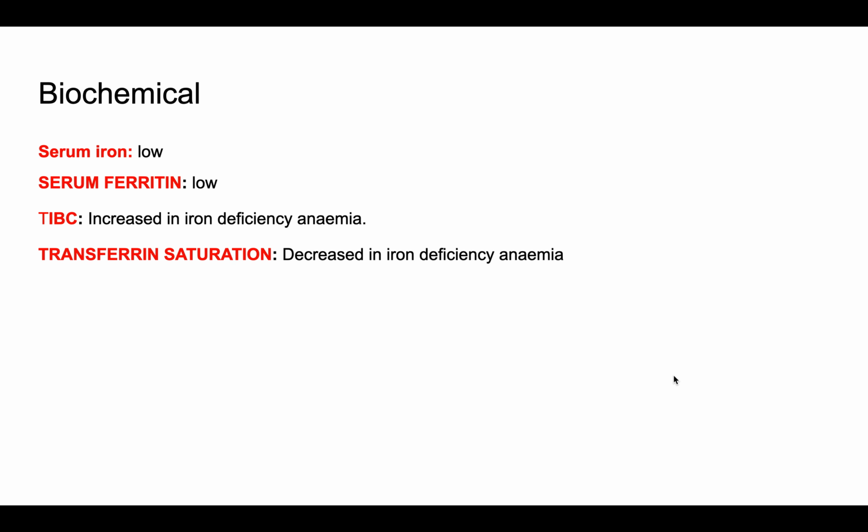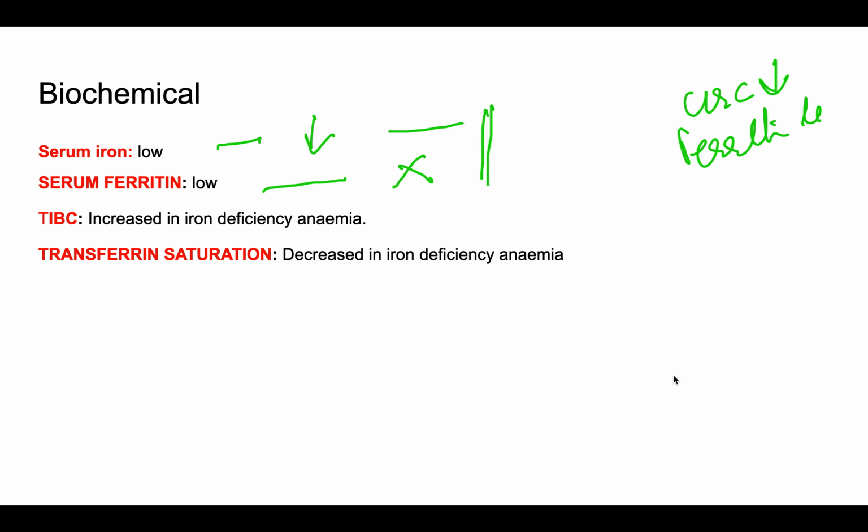Now, going to lastly the biochemical findings. The serum iron will be low. Serum ferritin is the storage form of iron. If in a body the serum iron is low and serum ferritin stores are also depleted, then it is iron deficiency anemia. Both the circulating form is low and also the ferritin, the storage form, is low.